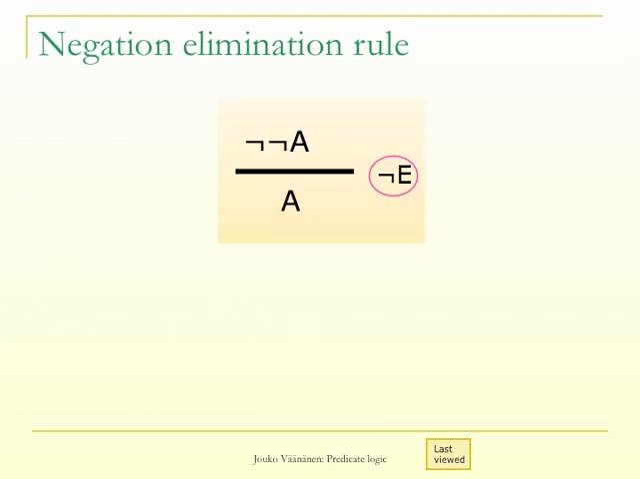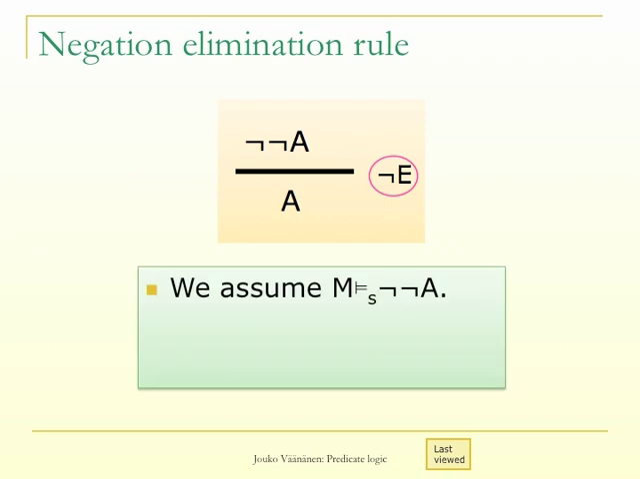Negation elimination rule. This is easy. Suppose S is an assignment that satisfies in M the assumptions B1 to Bn, and moreover let's assume S satisfies not A. We show that S satisfies A, but this is clear.